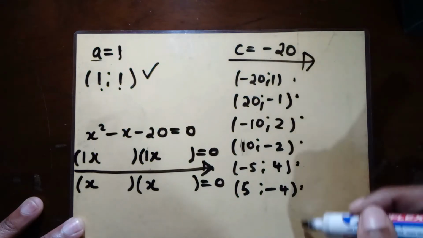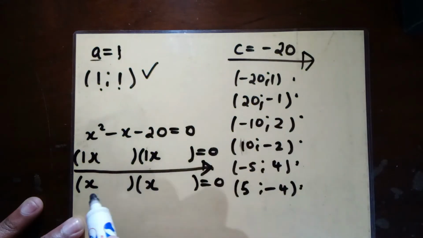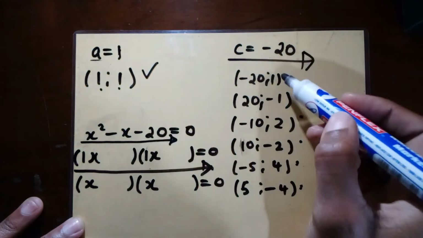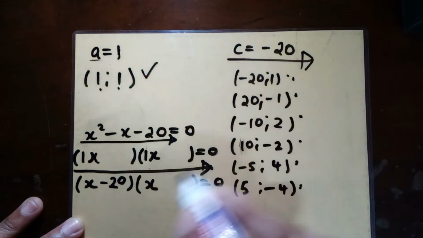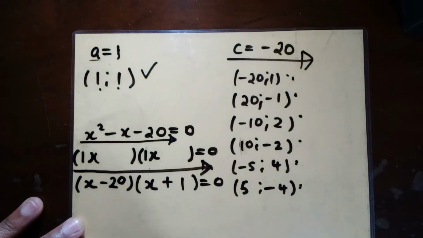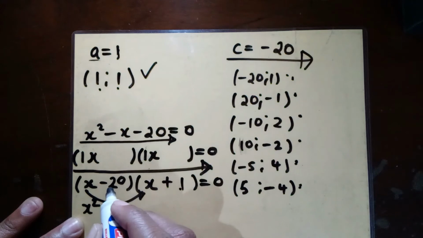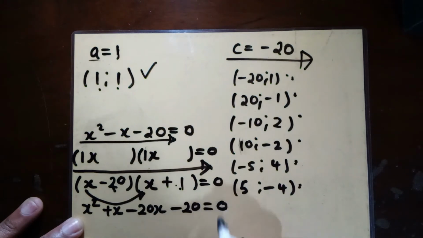How do we know which one is the right one? Well, the right one will be such that when we multiply the brackets, they will take us back to this equation. So let's try the first option. The first option is minus 20. We'll put it here, and in the second bracket, we'll put positive 1. So x multiplied by x will give us x squared. x multiplied by 1 will give us positive x. Negative 20 multiplied by x will give us negative 20x. Negative 20 times 1 will give us negative 20, and the whole thing equals 0.